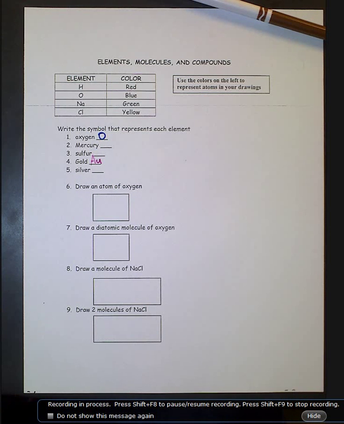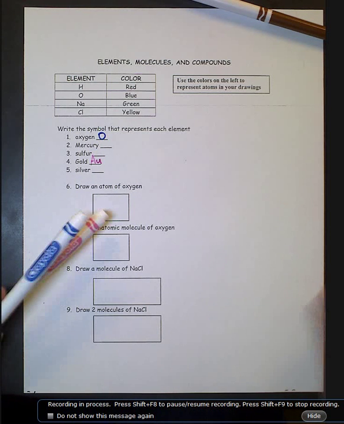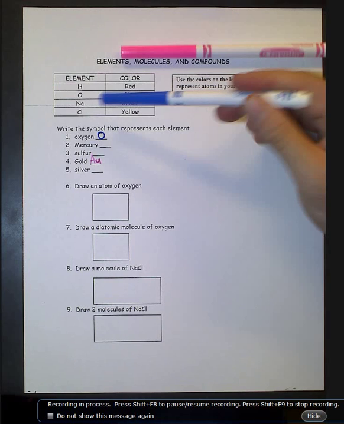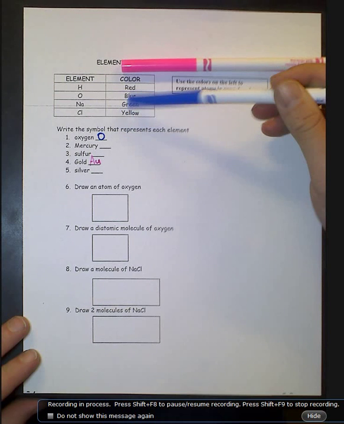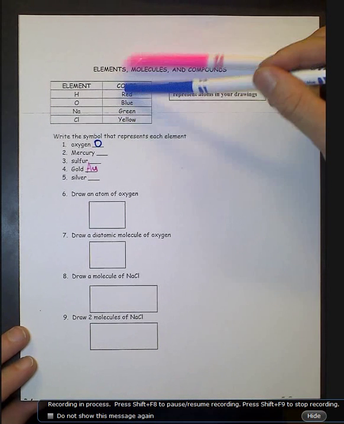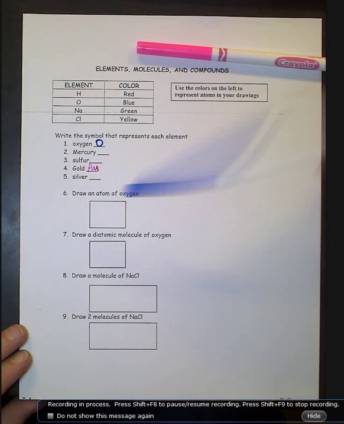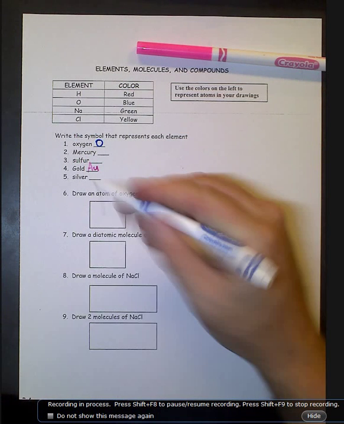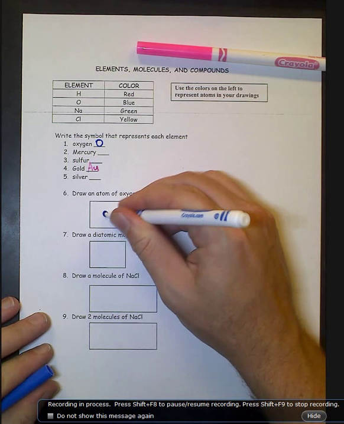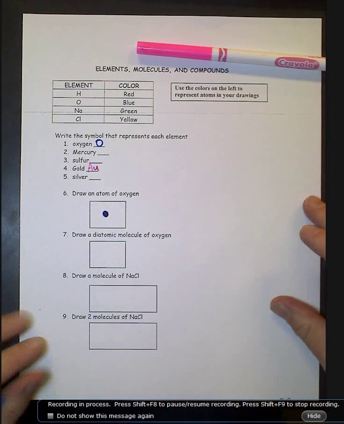Draw an atom of oxygen. Okay. You guys can use these colors up here, or you can change them. If you don't want to use blue, cross it out. Show me what colors you're using. An atom of oxygen. I'm going to stick with blue. Right there. There's my blue oxygen atom.